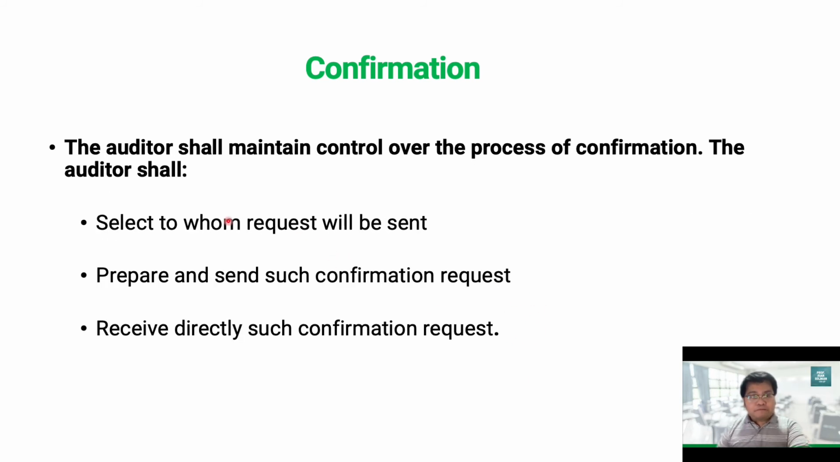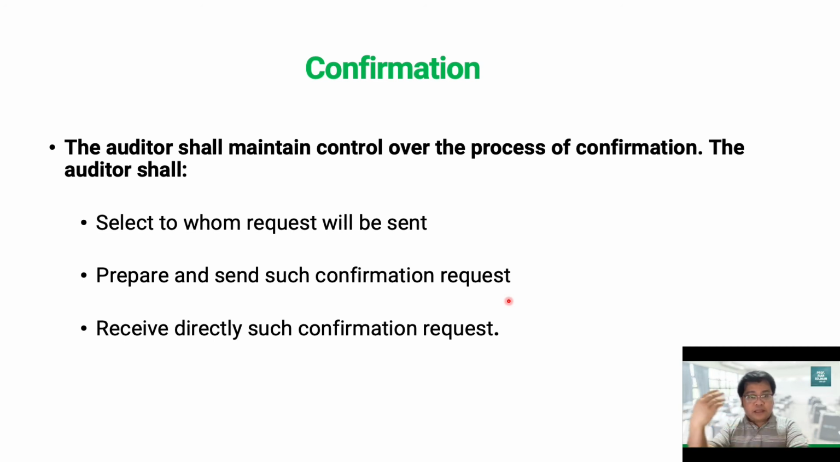So, finally, we have to maintain control over the process of confirmation. We have to select to whom the request will be sent. Now, it's not the client who will choose the respondents. It's the auditor who will choose the respondent. Okay? So, we will also be the one to prepare and send the confirmation request. Although, we are securing the consent first of the customer before we send the confirmation request.